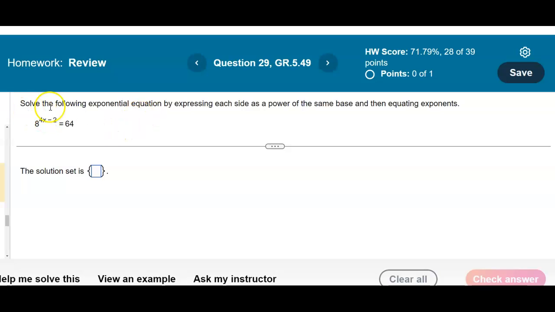In this example, we want to solve the following exponential equation by expressing each side as a power of the same base and then equating exponents. Equating is the same thing as equaling those exponents. Here we have the equation 8 to the power of 4x minus 2, which is equal to 64.